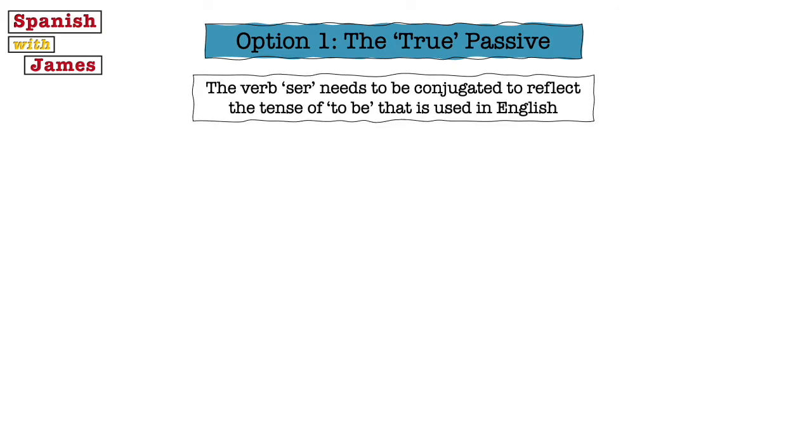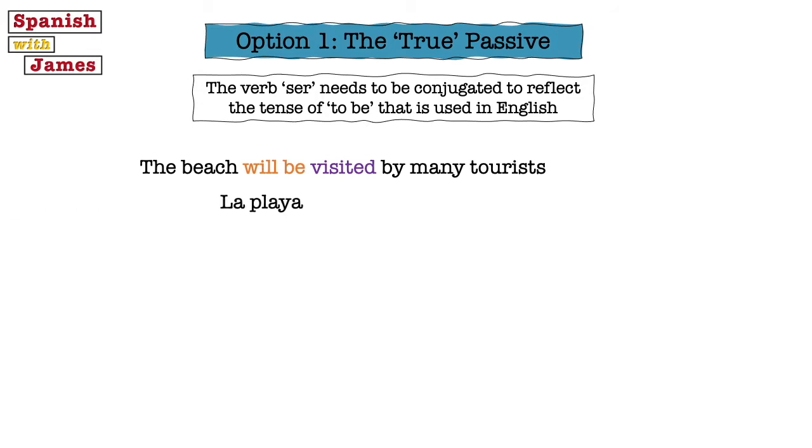Now the verb ser needs to be conjugated to reflect the tense of the verb to be in English. So just as we did with was, which was fue, in this example we've got will be. The beach will be visited by many tourists. So that's the simple future tense. So it would become la playa será, and then because it's la playa and the past participle is visitado, it's going to become visitada. La playa será visitada por muchos turistas. So again, our adjectival agreement.